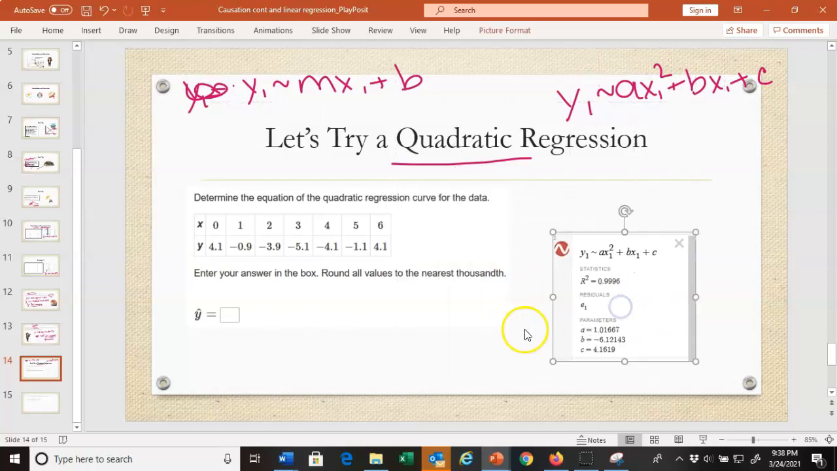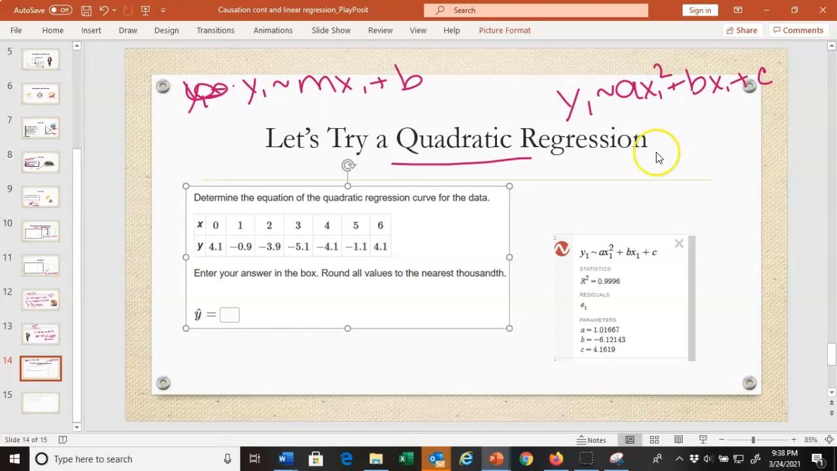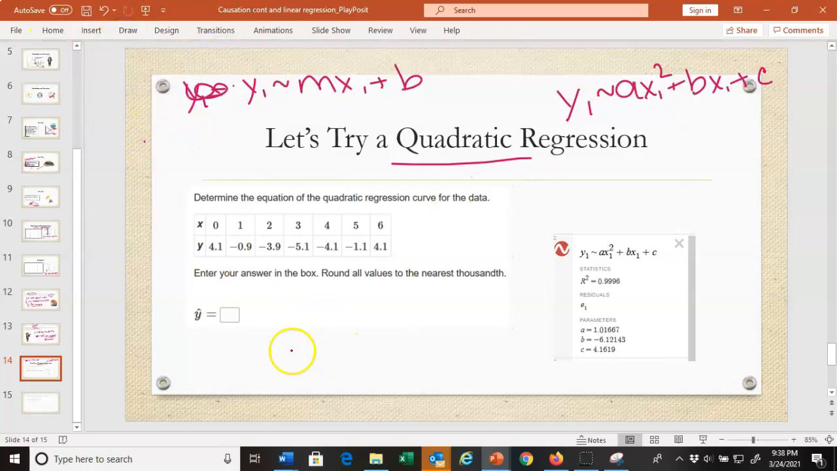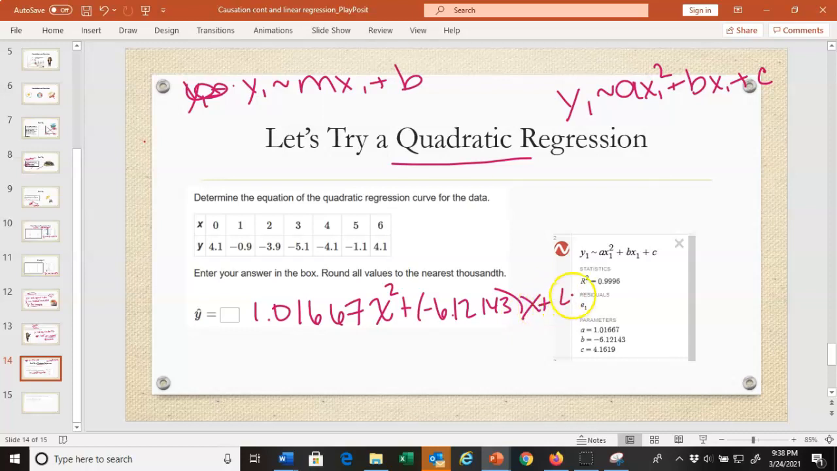So this is our y hat equation. Let's write it. I feel funny saying hat. Y hat. I don't know, it just feels funny. Y hat equals, there we go. All right, let's try another one.